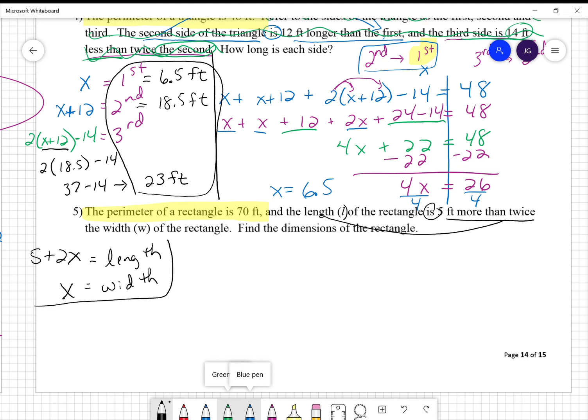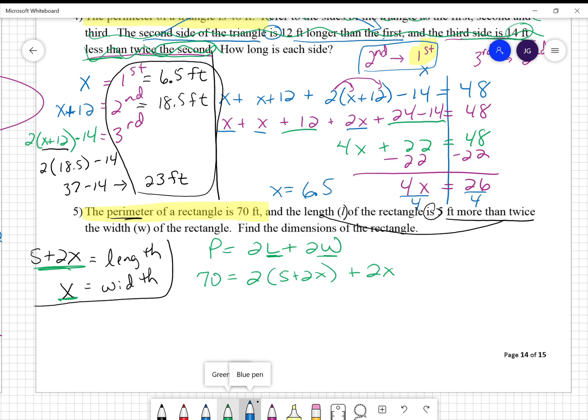Step B is writing the equation. Well, perimeter of a rectangle. Perimeter is twice length plus twice width. Perimeter is 70. Twice length is 5 plus 2x. Width is x. There's my equation.